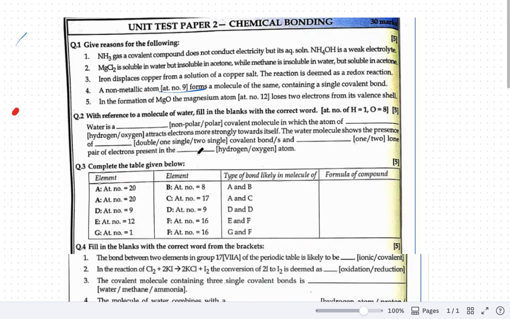Lone pairs of electrons are the ones which do not go into any chemical combination with any other atom in a molecule. In water, the lone pair is found in the oxygen atom. So here you are going to write oxygen. Okay, complete the table below.